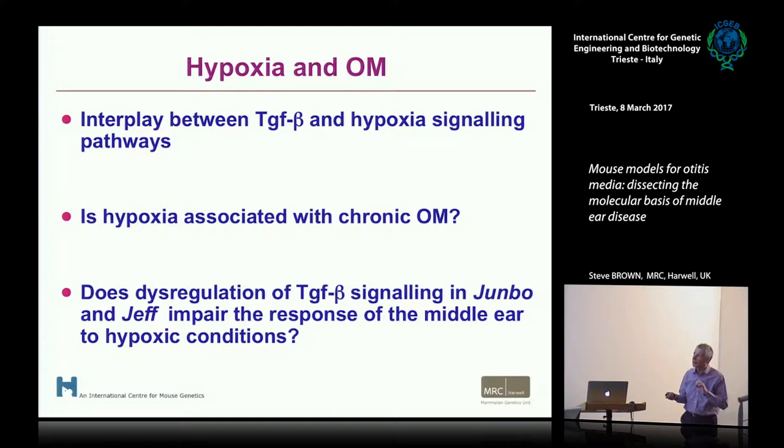And we surmise that the dysregulation of TGF-beta signaling in Jumbo and Jeff impairs the hypoxic response that we see in the middle ear, that's normally elicited when any fluid-filled space or any space in an organ doesn't get enough oxygen and becomes hypoxic. So the first question to ask was, in our mutants, does the middle ear look hypoxic? And the answer is yes.